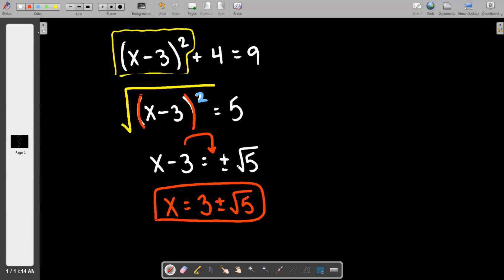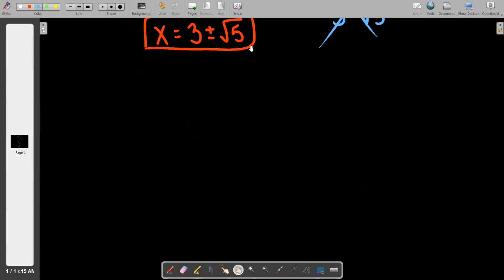So that means that my two answers in this case, if someone said, hey, tell me what that means, what are the two answers? Your answers are actually 3 plus root 5 and 3 minus root 5. We've seen that before. I don't want you to write it like this. I just wanted to show you that there are two answers in there, right? The plus path is one answer, the minus path is the other. Let's go again.